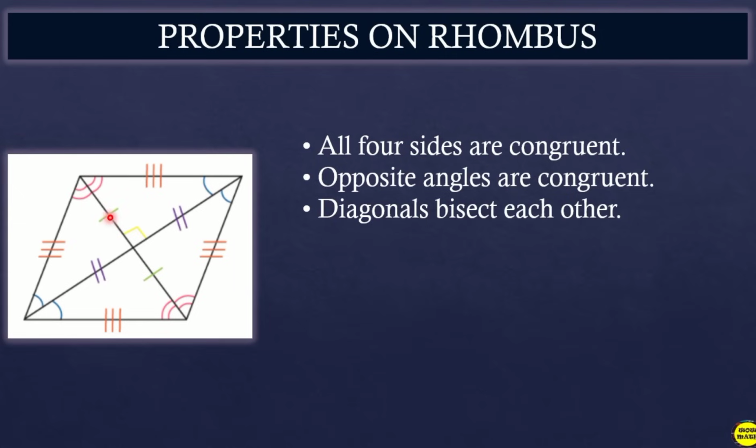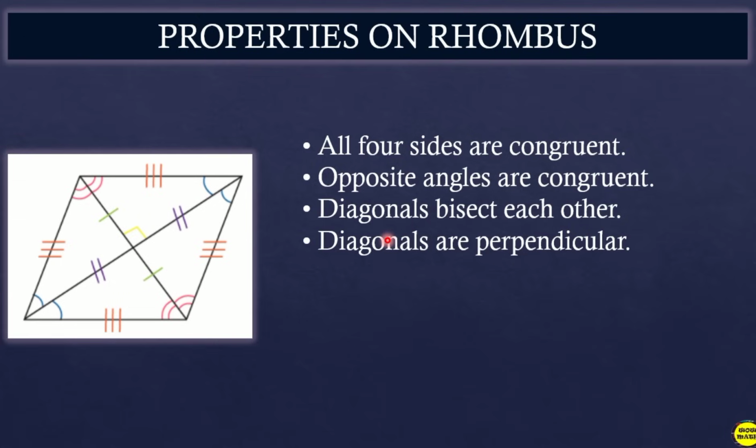That's why, as you can see, meron tayong dalawang markings dito na ibig sabihin congruent sila kasi binisect sila nitong diagonal. And ito rin, meron silang dalawang markings. This means that these segments are also congruent kasi binisect sila nitong diagonal na to. That's why diagonals bisect each other. Kapag binisect sila ng diagonals ng bawat isa, nagkakaroon siya ng two congruent segments.